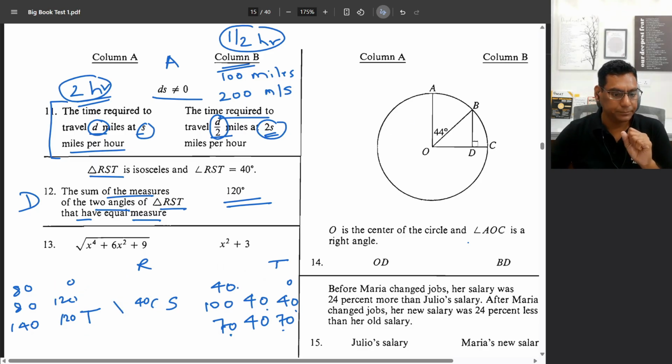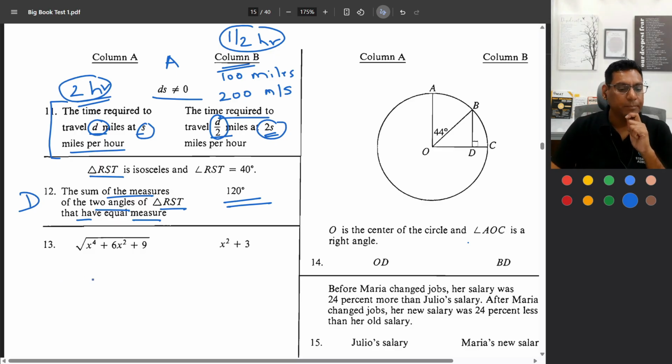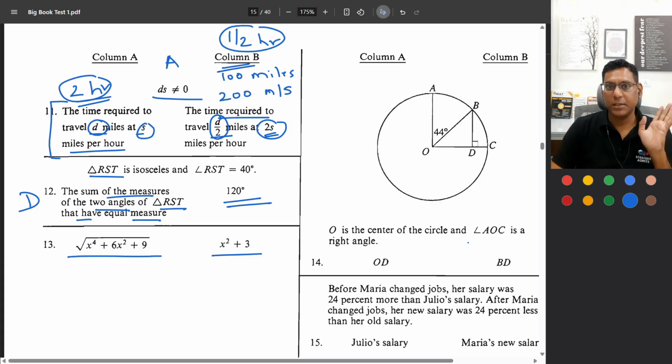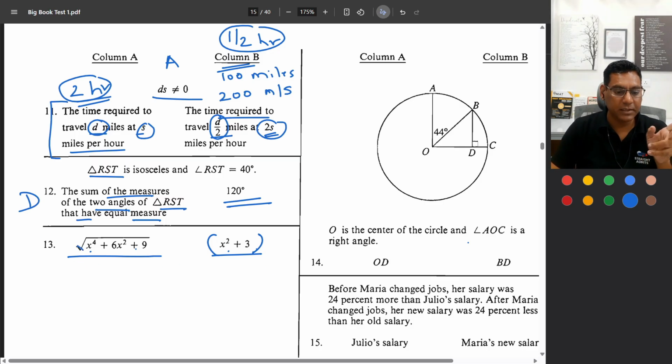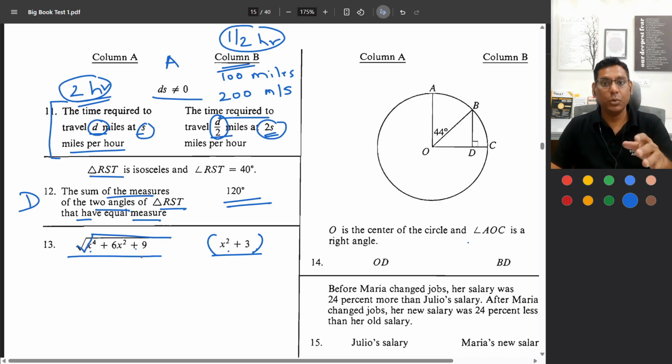All right, question 13. Under root x square plus 6x square plus 9. Okay, this is a little complicated to understand. X square plus 3. All right. Let me just square this. Because there is a 3 square, 9, x square, then there's x raised to 4. So I think it might be easier if I can get similar terms on this side. Also, one indication is that there is an under root. So obviously they don't want you to find out the root of this. Instead of that, let's just compare it with the square of column B.